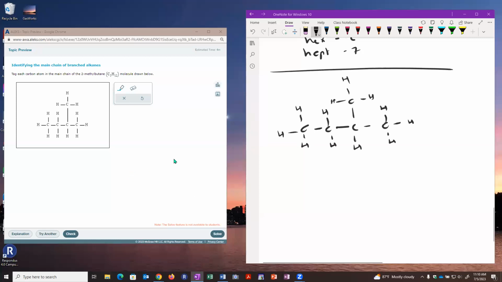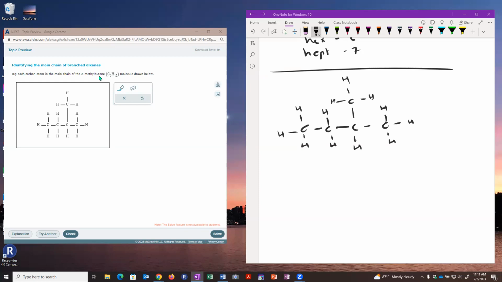All right, so the next one is sort of an extension of the naming and interpreting the structures. When you name an organic compound, like these alkanes, some of them are going to be just one continuous chain. Others are going to have branches or substituent groups coming off of that main chain. But we still need to identify what the longest or the main chain is. And in this problem, we're looking at tagging each carbon in the main chain. And it gives you the name of this compound.